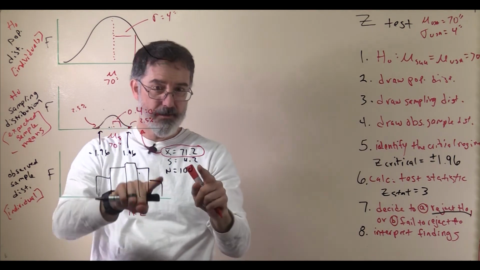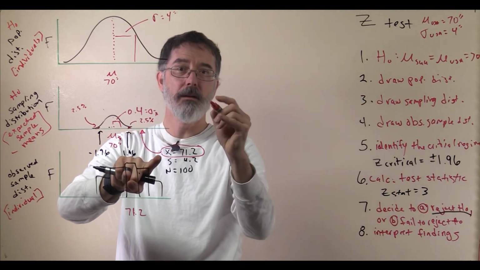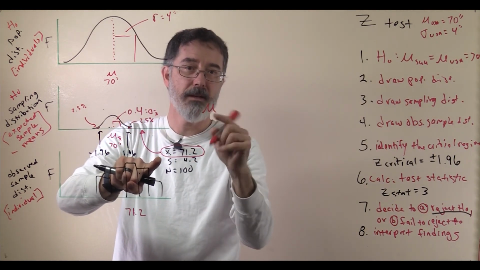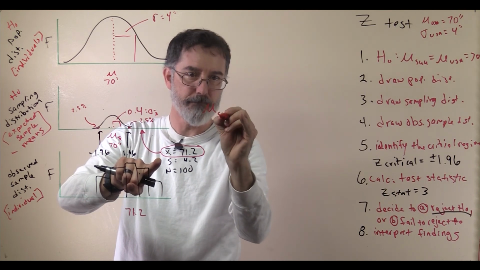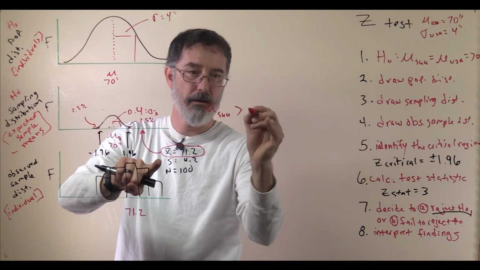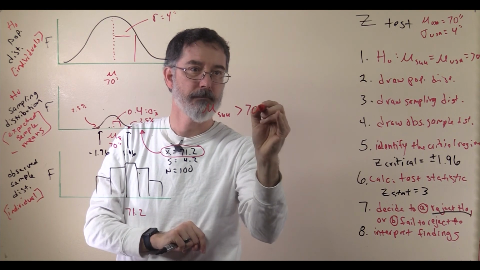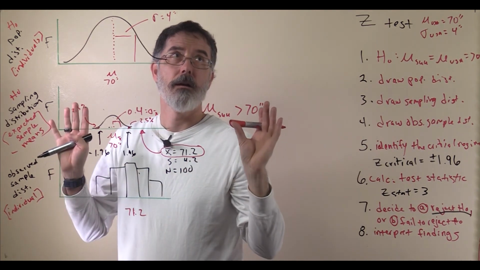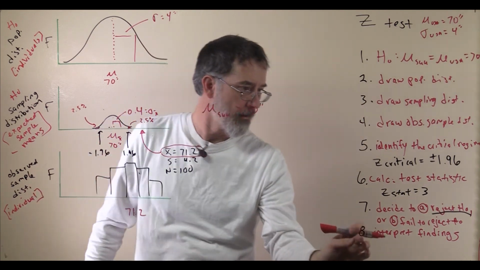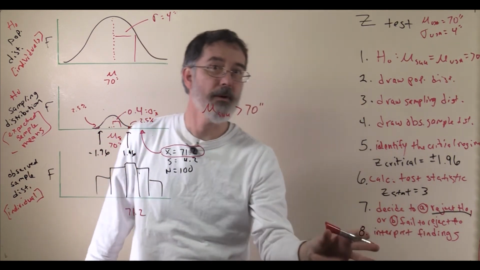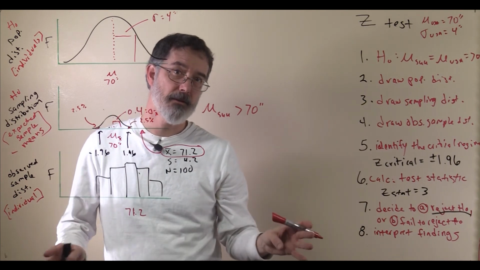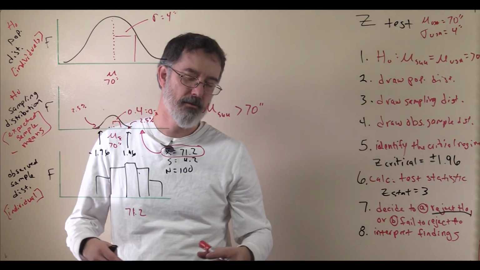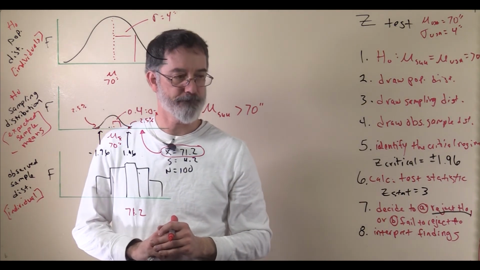So our interpretation is just going to be that the population mean of SUU men is going to be greater than 70. SUU men are taller than American men. So this is the kind of finding that we were hoping to get with our research hypothesis in the first place, which was the idea that SUU men are taller than American men.